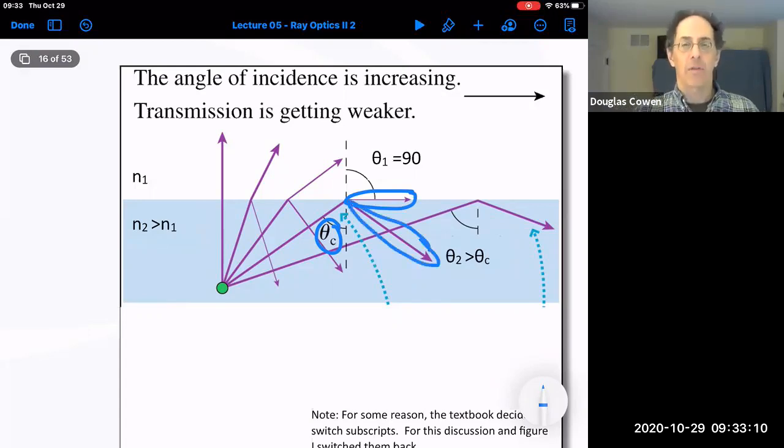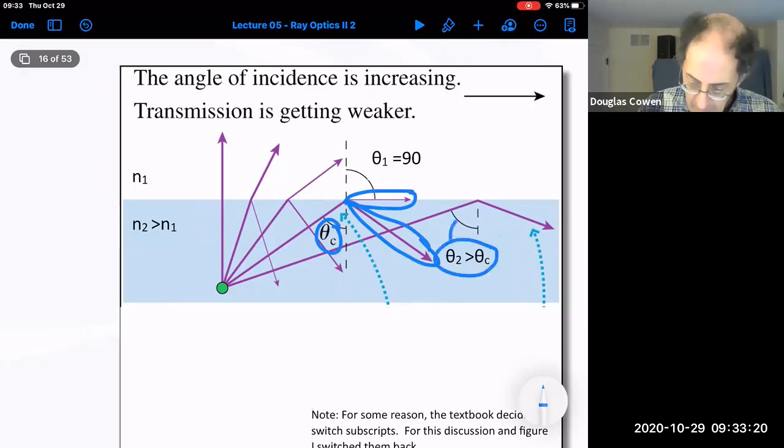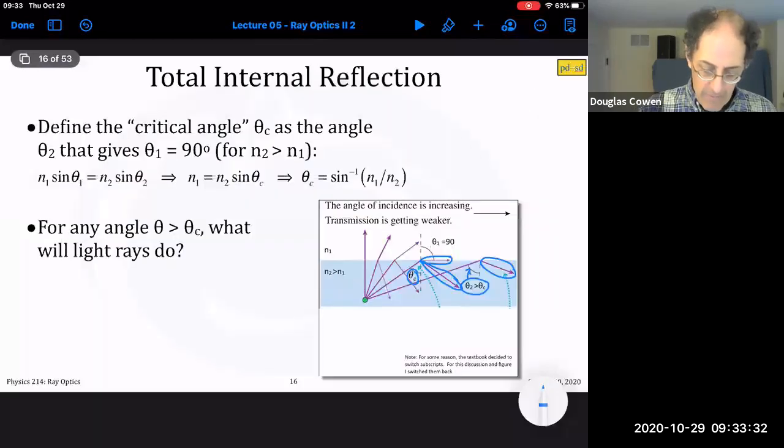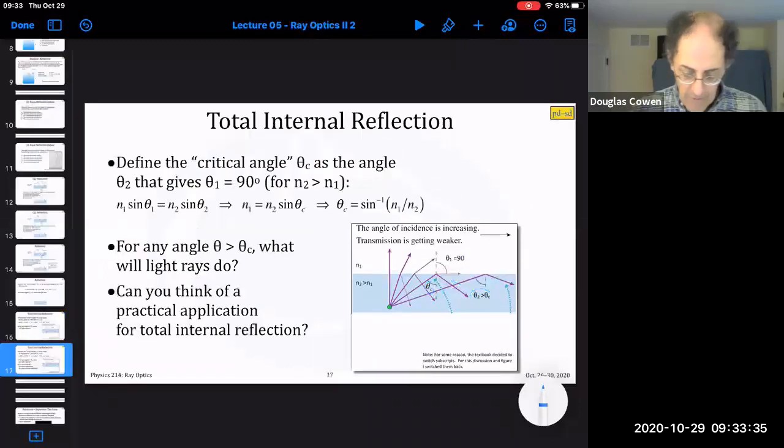And finally, if you go to even larger angles than the critical angle, so now this angle is larger than the critical angle, now all the light is reflected and none of it is refracted. So this is known as total internal reflection. And I'm sure that some of you know what practical applications there are for this. Can anyone mention it in the chat?